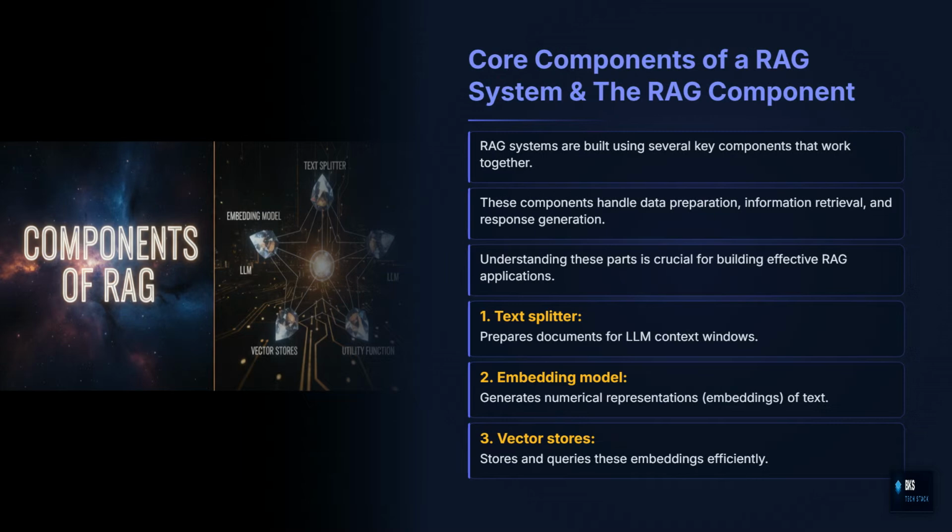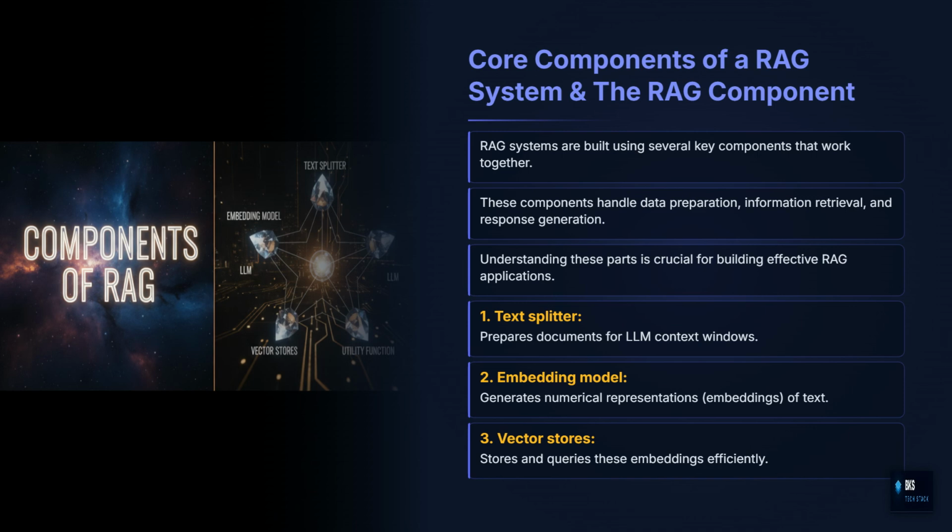Now, let's break down the building blocks of a RAG system. To make RAG work, we need several interconnected components. Each part plays a specific role, from preparing the data to finding the right information and finally generating the answer. We'll go through each of these essential components step by step.